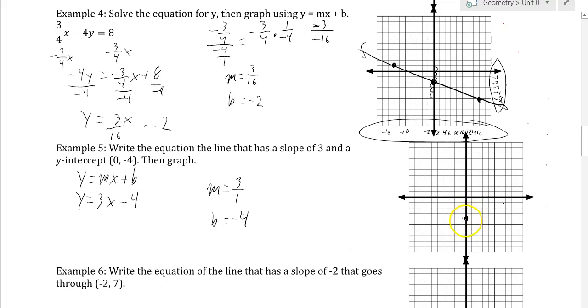We're rising 1, 2, 3, running 1. Rising 1, 2, 3, running 1. Connecting our dots. Easy peasy.